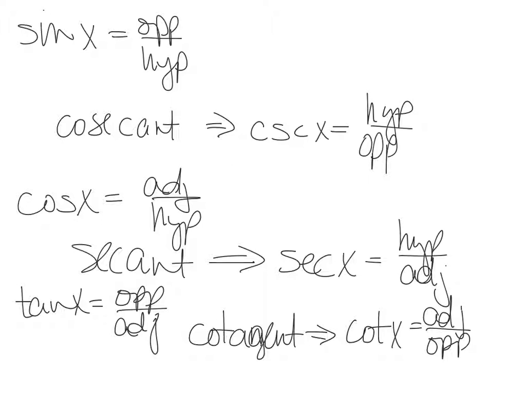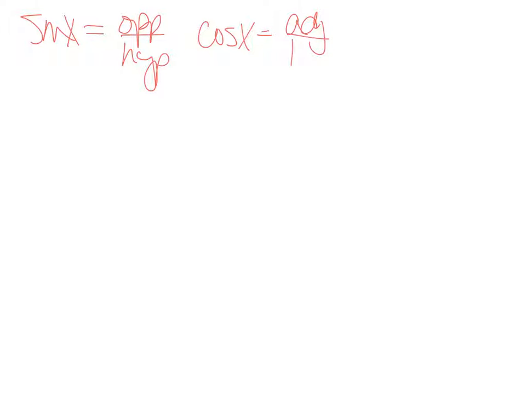I have one more thing. How I've always remembered, since I was a bit younger, how to memorize sine, cosine, and tangent. Just write it down again. Sine is opposite over hypotenuse. Cosine is adjacent over hypotenuse. And tangent equals opposite over adjacent.